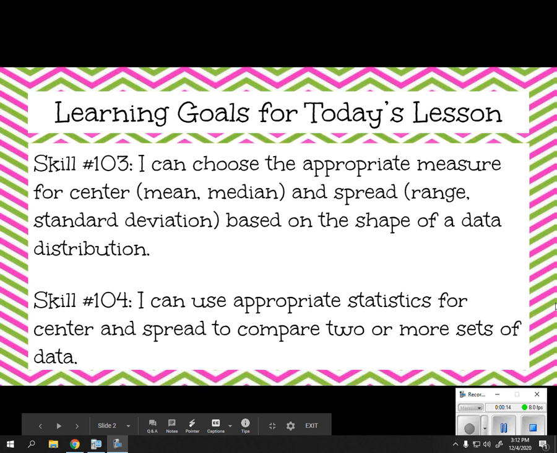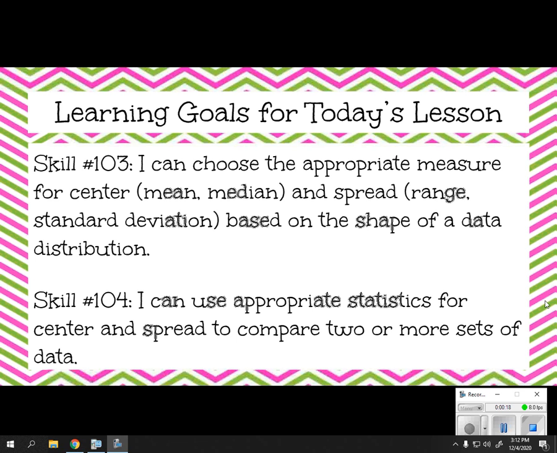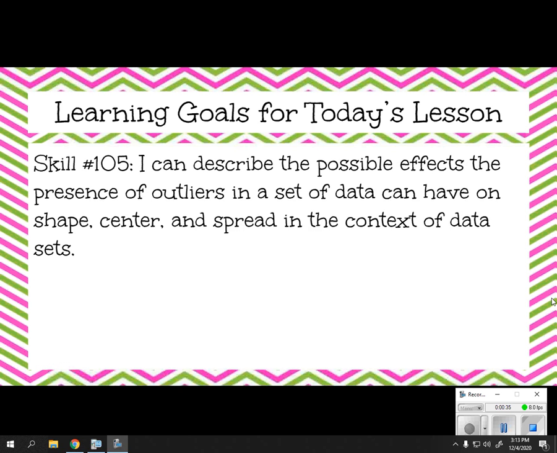All right, so we're looking at choosing appropriate measures for center, either mean or median, and spread, either range. We're also going to look at something called interquartile range, and we're going to look at standard deviation. And we are also going to use appropriate statistics for center and spread to compare two or more sets of data. We're also going to describe the possible effects of the presence of outliers in a set of data have on shape, center, spread in the context of the data sets.